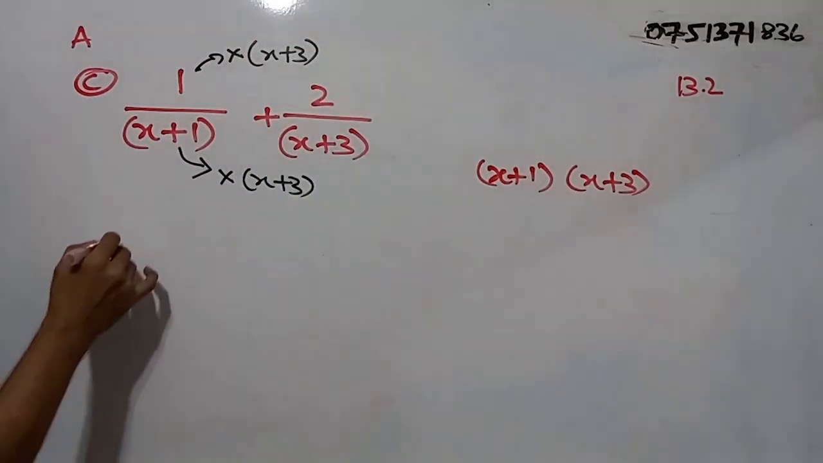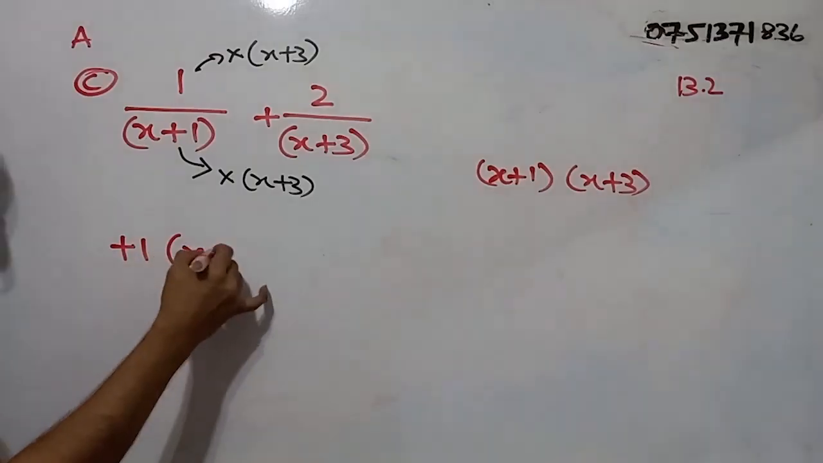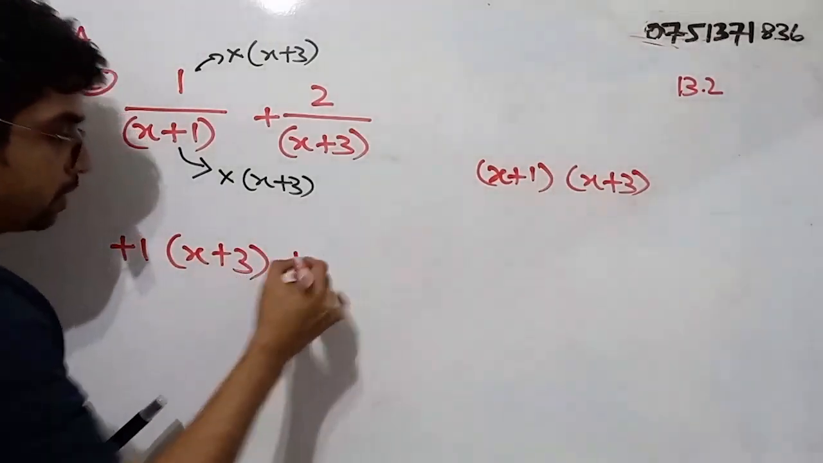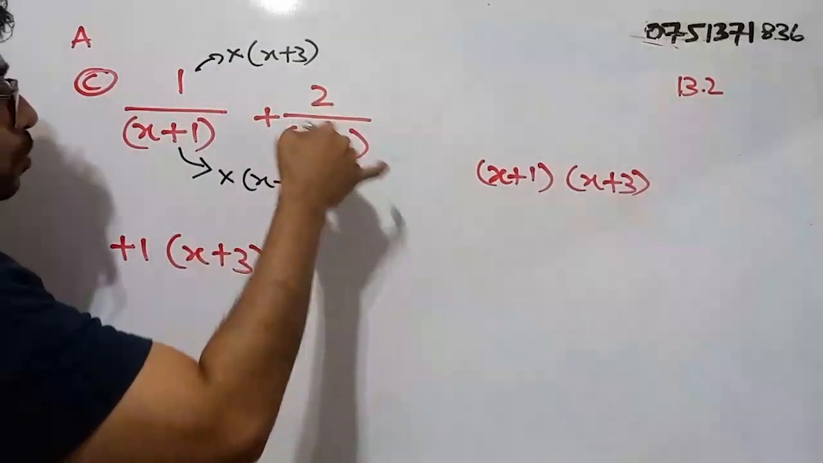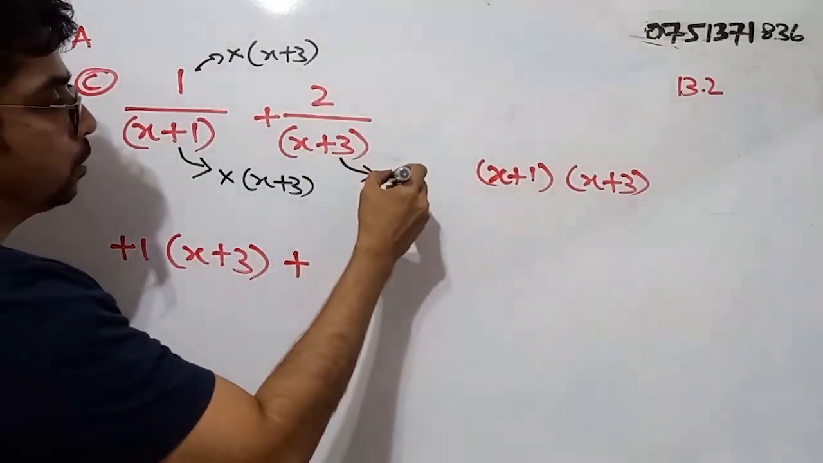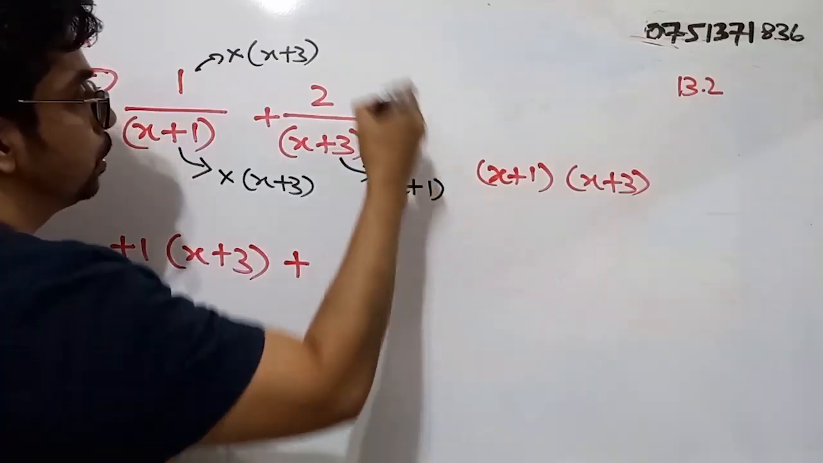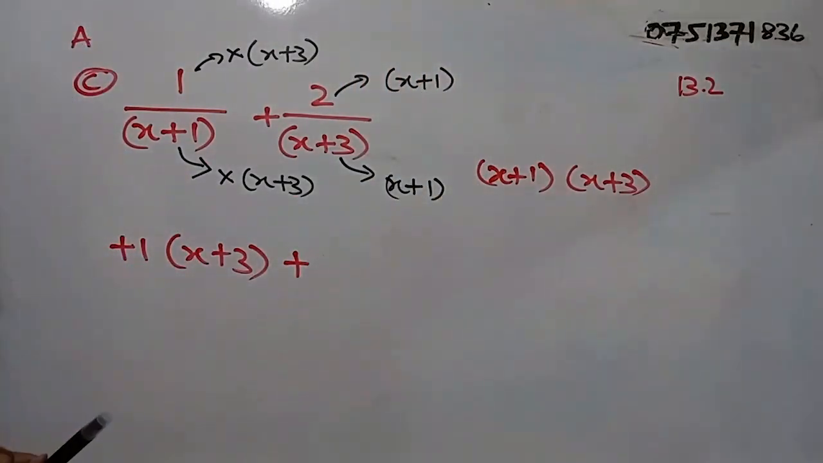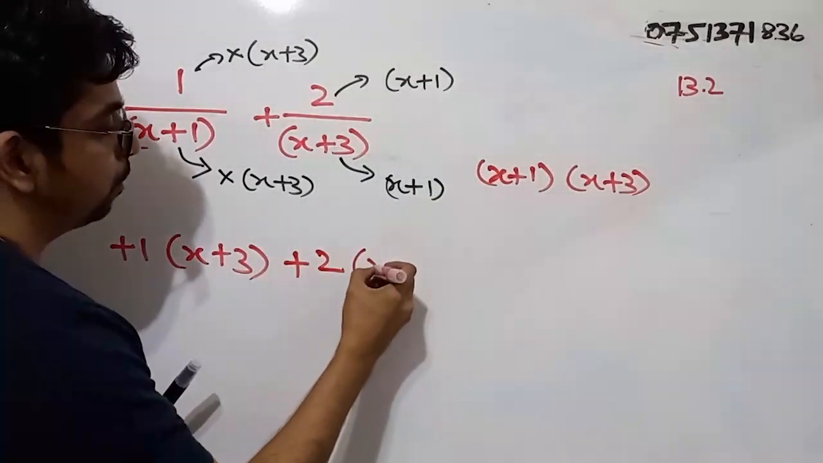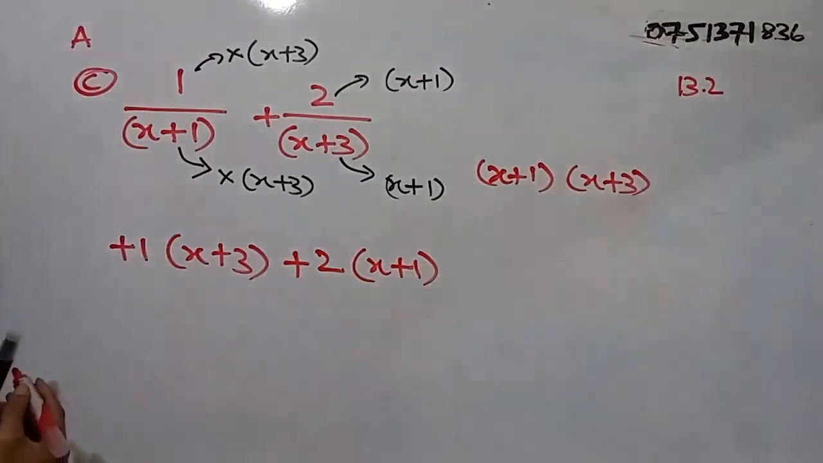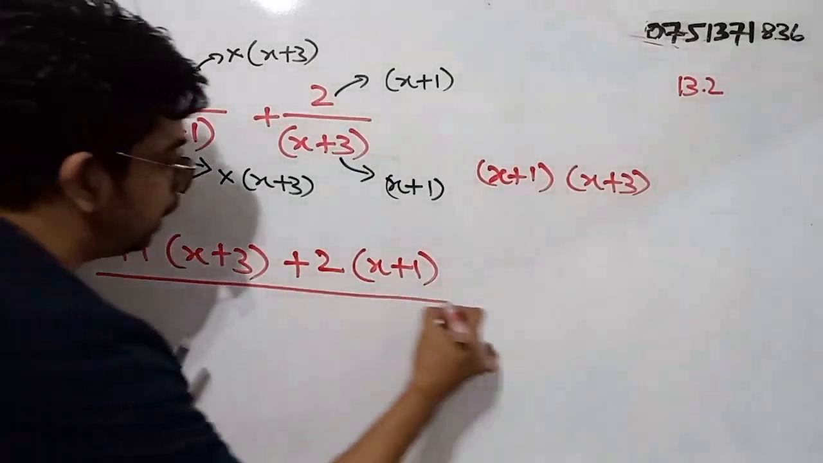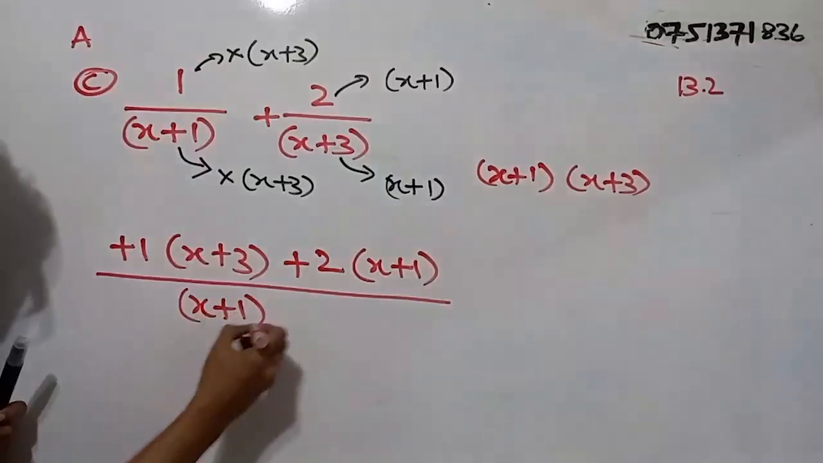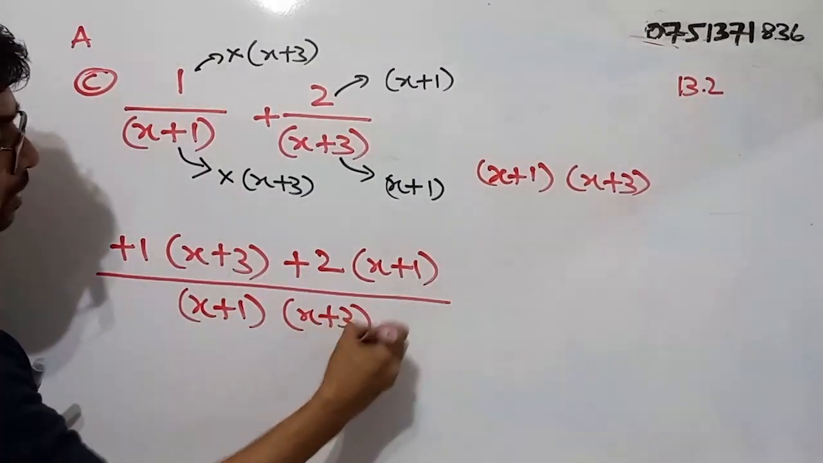Okay. So there what do we have? Plus 1 into x plus 3. Okay. So the next fraction, and also there should be a plus here, right? So we have x plus 3. That means we need to multiply this by what? X plus 1. So we have to multiply the numerator with x plus 1 as well. So that means 2 within brackets x plus 1. Okay. Now the entire expression needs to be divided by what? X plus 1 and x plus 3.